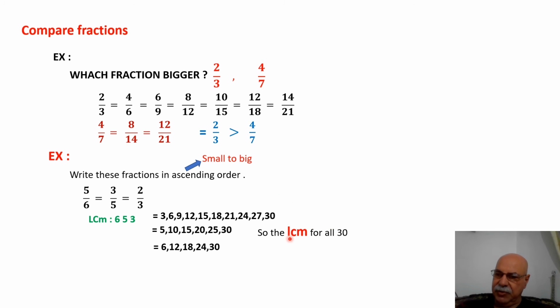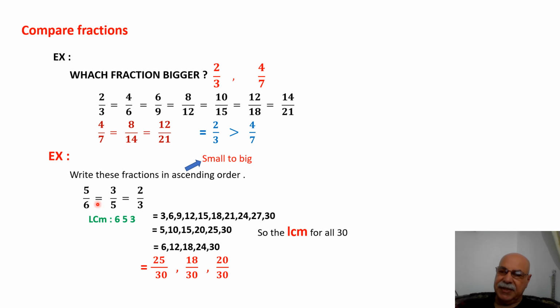You see the lowest common multiple of the 3. How do we get this? This we take from primary school. How do we solve the fraction?